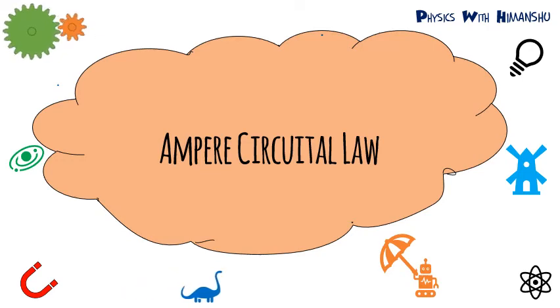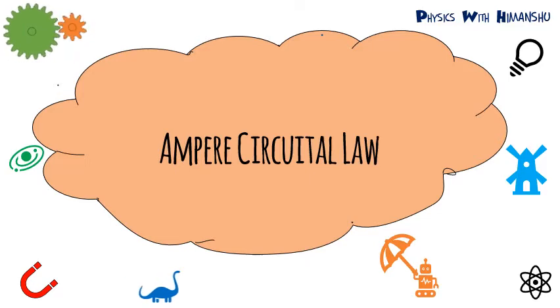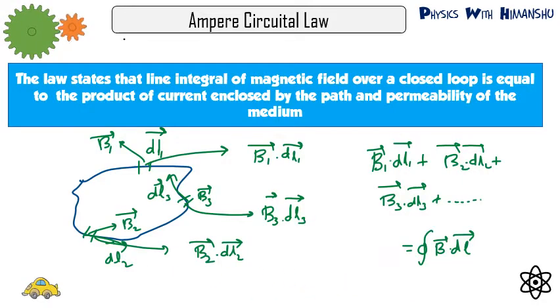Okay, hello everyone. So we have already covered Biot-Savart law. The next important is Ampere circuital law. With this law, you can find the value of magnetic field, and you can also find the current in and around the loop. So how to use this law? Let's first discuss the statement.